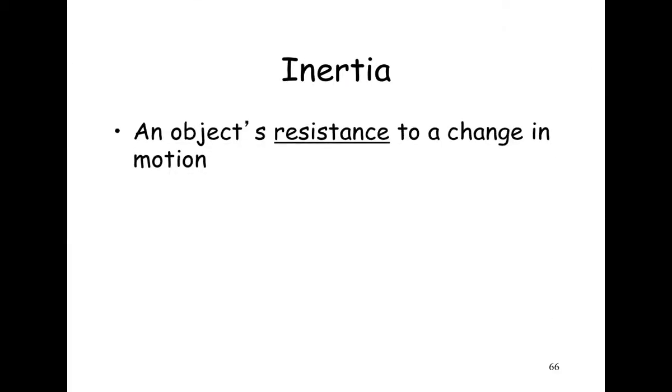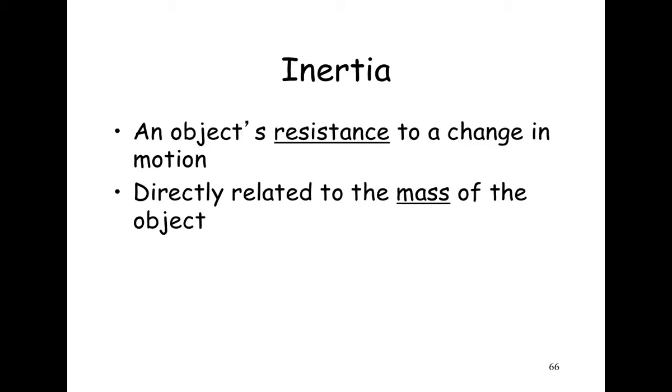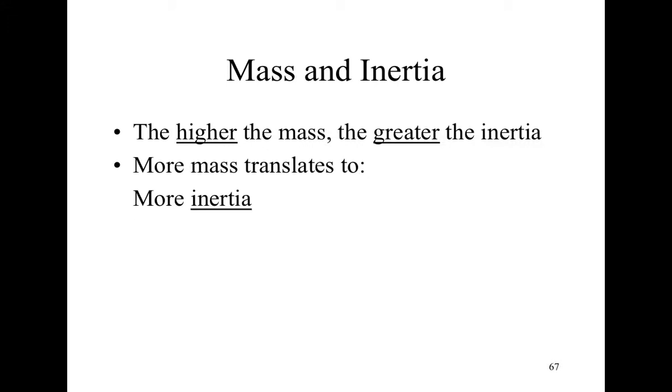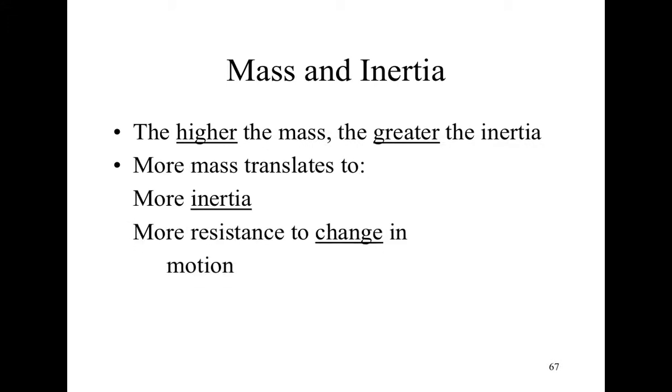An object's resistance to change in motion is called its inertia, and it is directly related to the mass of the object. So the idea here is that the higher the mass we have, the greater the inertia. So if we have more mass, we're going to get more inertia and more resistance to our change in motion.